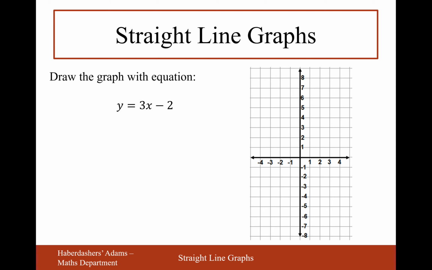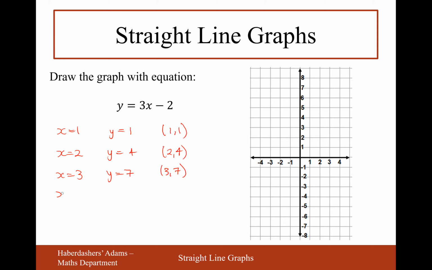And the next one, 3x minus 2, so we'll do x equals 1. So times 3 by the value 1 that we've just used here is an easy x number. 3 minus 2 is 1, so that'd be (1, 1). Next one would be 2. 3 times 2 is 6, minus 2 is 4, so that'd be (2, 4). X equals 3. 3 times 3 is 9, minus 2 is 7, so the next one would be (3, 7).